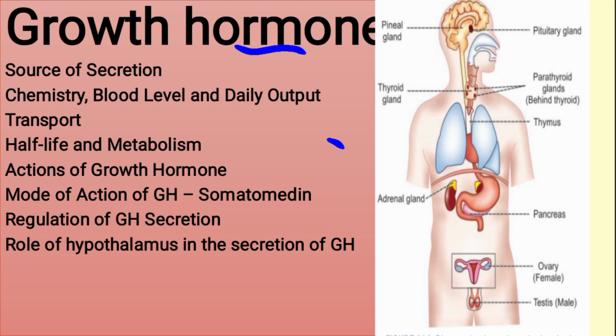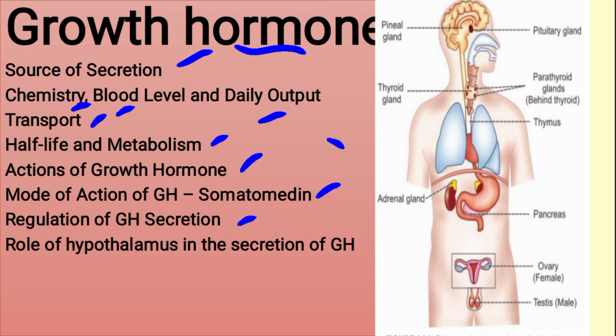growth hormone. In this lecture, we will discuss the source of secretion of the growth hormone, chemistry, blood level, and the daily output, transport, half-life and metabolism of growth hormone, action of growth hormone, mode of action of somatomedin, regulation of growth hormone secretion, and role of hypothalamus in the secretion of growth hormone.